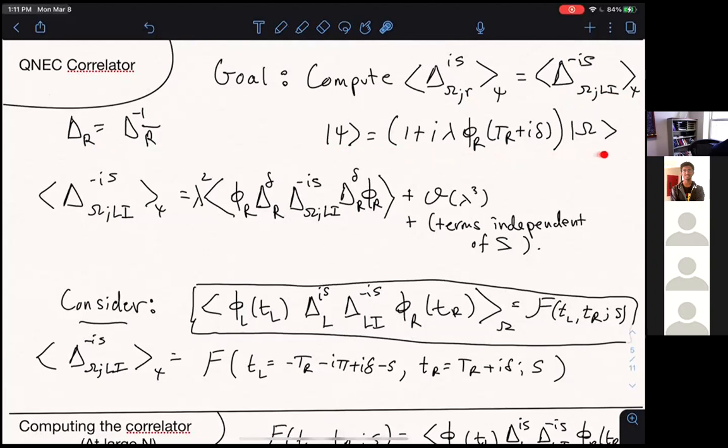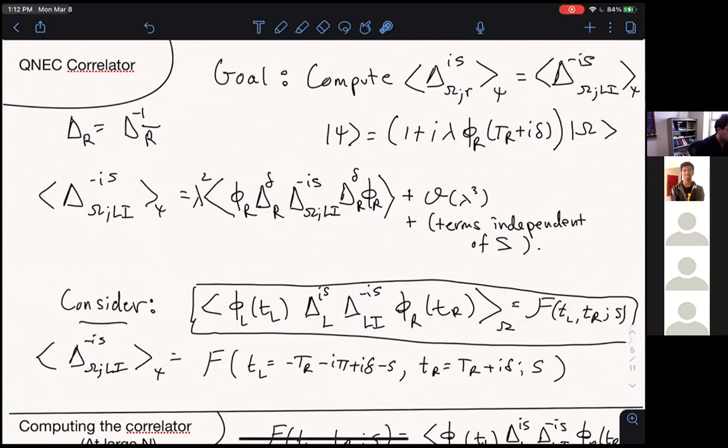So the state, just to remind you, is this near vacuum state. So you can expand here, and the leading term is an order lambda squared term up to terms that are independent of S. We're going to use this dictionary and definition and take an S derivative near S equals 0. So these terms will all drop out. So just up to terms that are independent of S and higher order in lambda, you just get this expectation value here. And so we need to compute this guy.